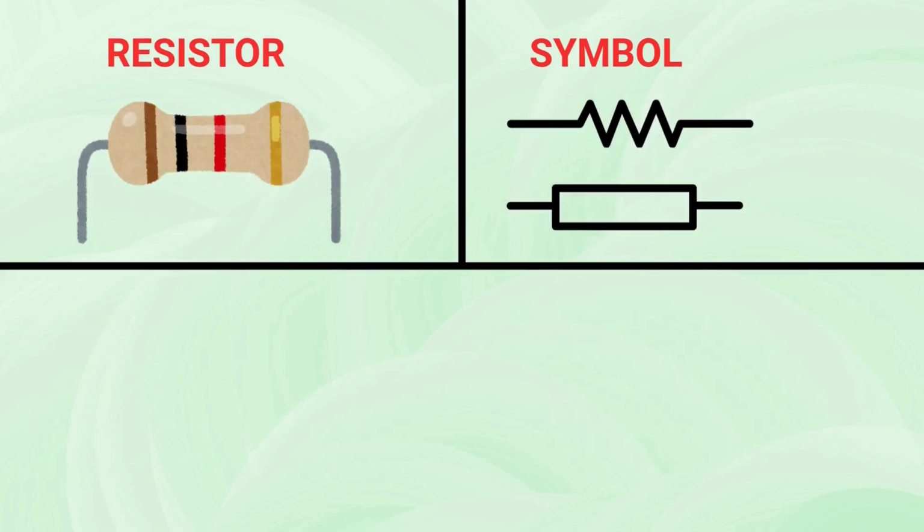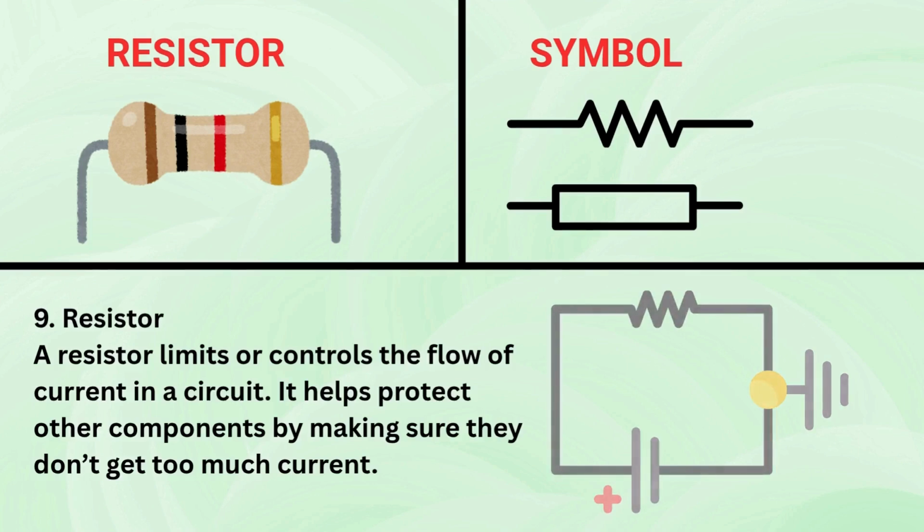Nine, resistor. A resistor limits or controls the flow of current in a circuit. It helps protect other components by making sure they don't get too much current.